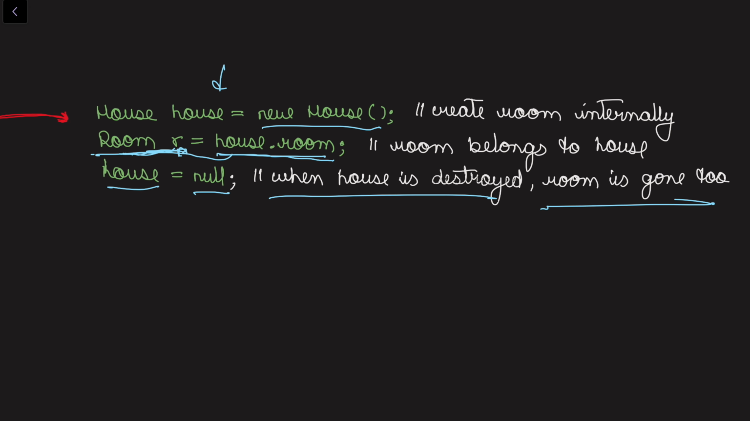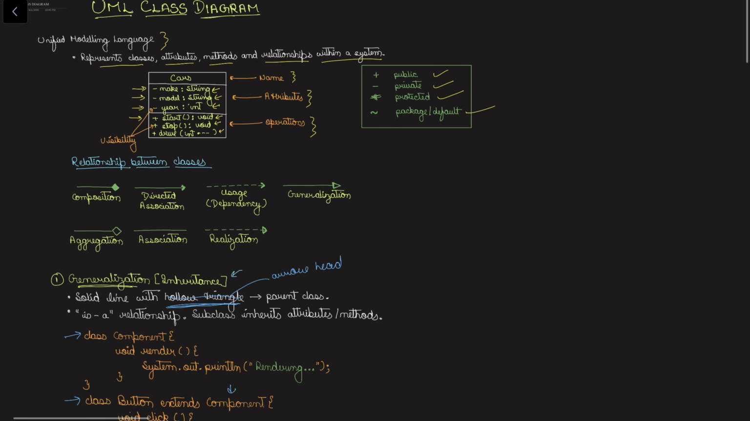I hope the 7 types of relationships that are used in UML class diagrams are clear. I hope the visibility is clear.